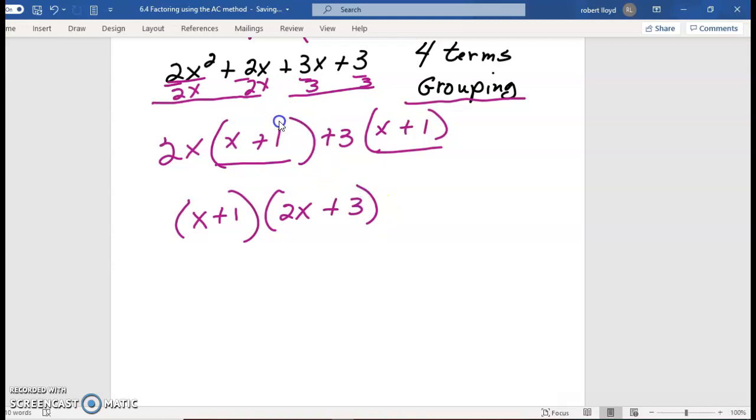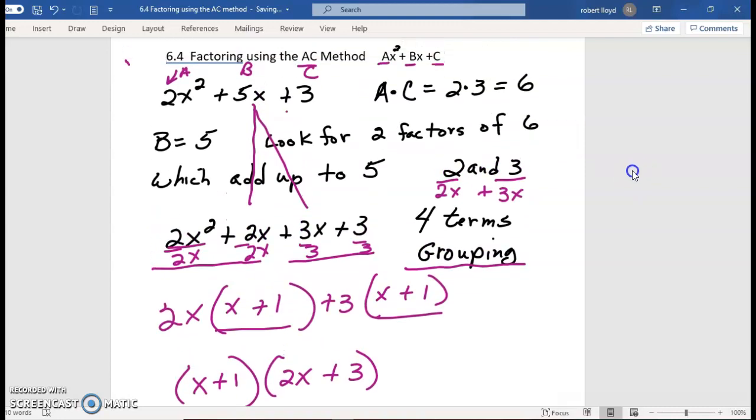So to review, you're going to take the a times the c, and then you're going to look at that value and determine two factors of it that add up to the middle term. Then you're going to put those two into the original polynomial so that you can factor the first two and the second two.